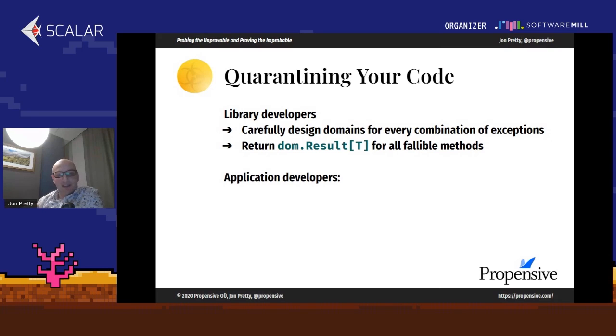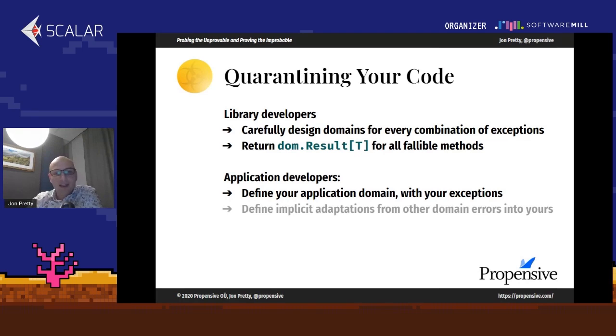So application developers, these are the usages. If you want to adopt Quarantine, what you would probably do is define just one domain. It is the domain that encodes all of the exception types you want to represent in your application, as a sealed trait, because we need the sealed trait for exhaustivity. And then you can define implicit adaptations. There are type class instances which you can create, which will convert automatically from, for example, a JSON domain into your own domain. You can define these once globally, maybe in a package object.